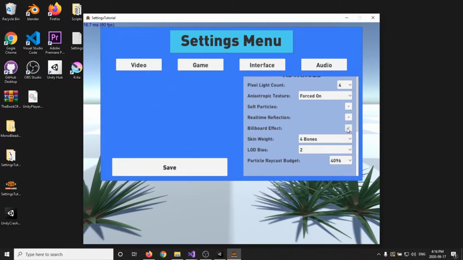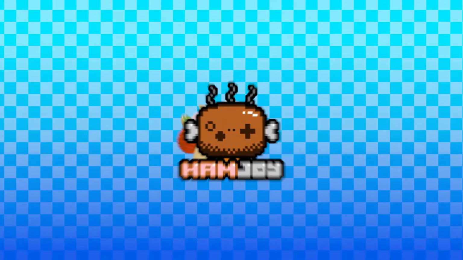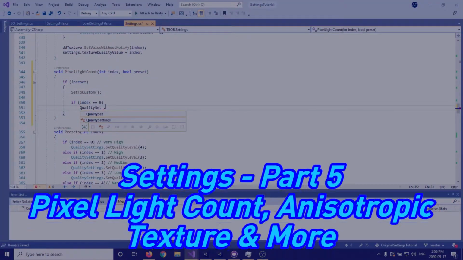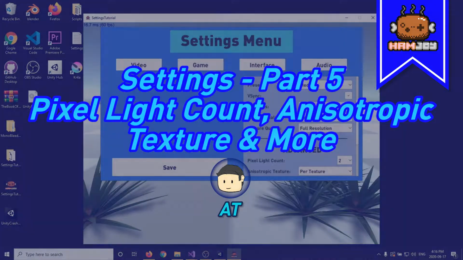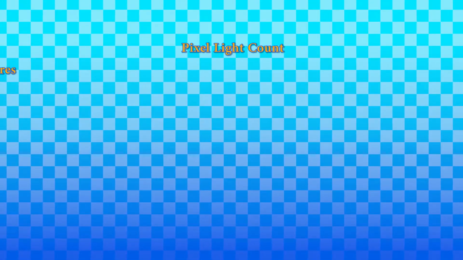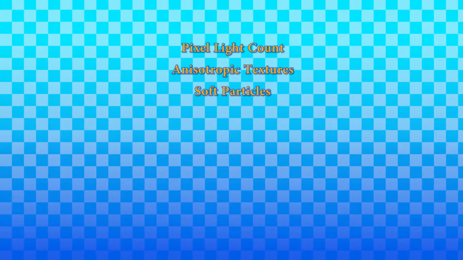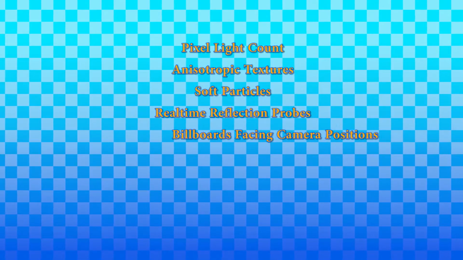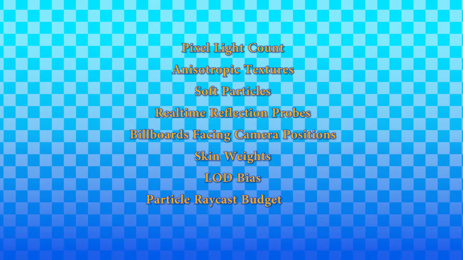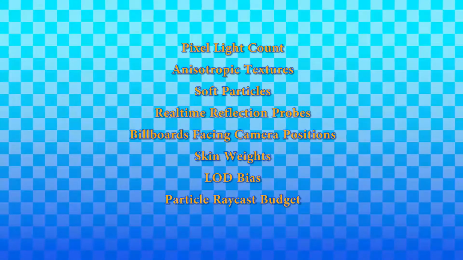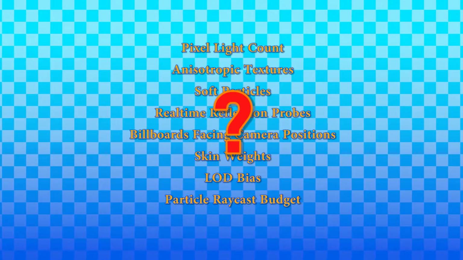In this video, we'll implement the last few project settings into our video settings menu. Pixel light count, anisotropic texture, soft particles, real-time reflection probes, billboards facing camera positions, skin weights, LOD bias, and particle raycast budget. To the untrained ear, these mean absolutely nothing.